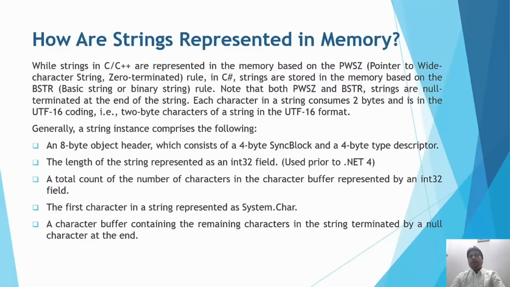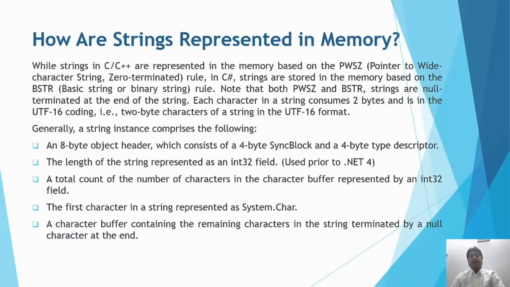In the BSTR rule, each character in the string consumes 2 bytes and is in the UTF-16 coding, that is 2 byte characters of the string in UTF-16 format. A string instance comprises of the following: an 8-byte object header, which comprises of 4-byte sync block and a 4-byte type descriptor. The length of the string represented as an int32 field. So this has been deprecated after .NET 4. We don't need it anymore.